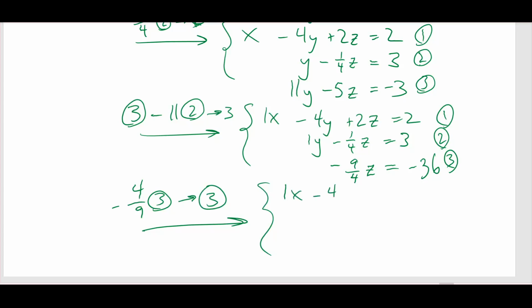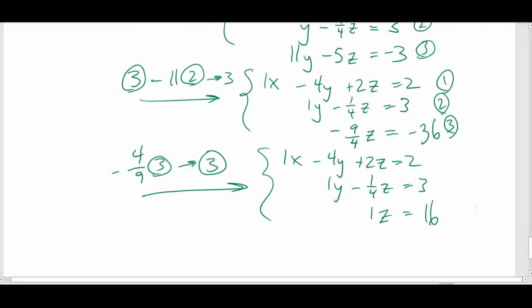So row 1 stays the same. We got 1x minus 4y plus 2z equal to 2. Row 2, we've got 1y minus 1/4 z equals 3. And now row 3, we're going to replace it with -4/9 times row 3, so that we're going to have a 1z there. And now we have to do -4/9 times 36. So 36 divided by 9, we know that that's 4. Times 4 would give us 16.